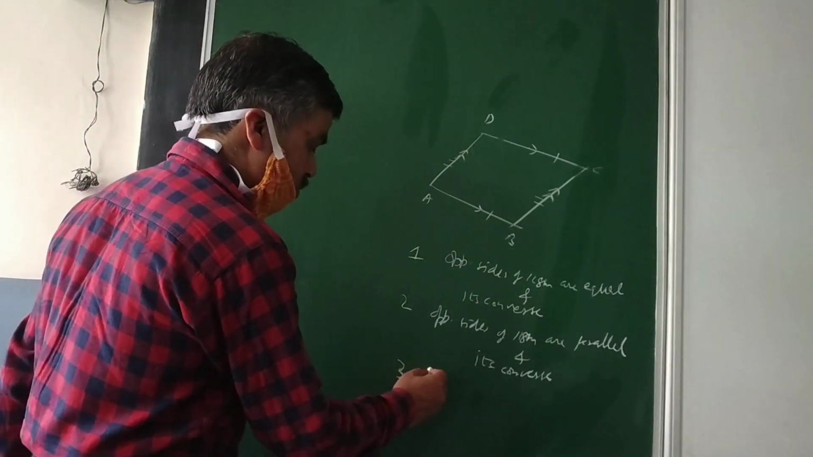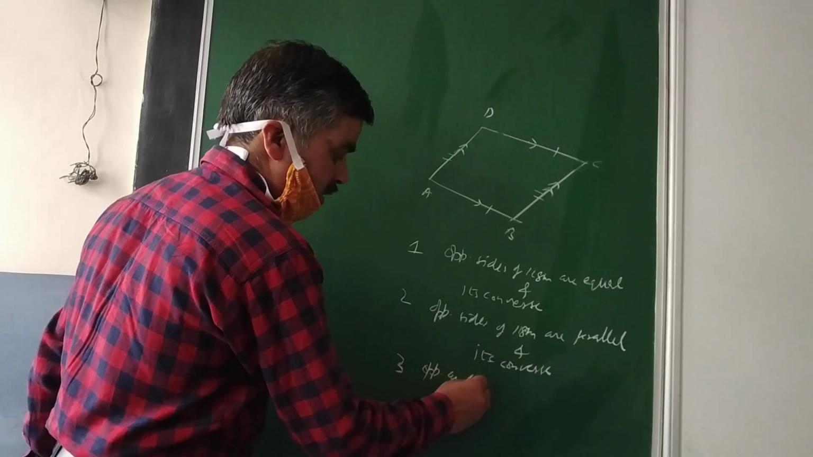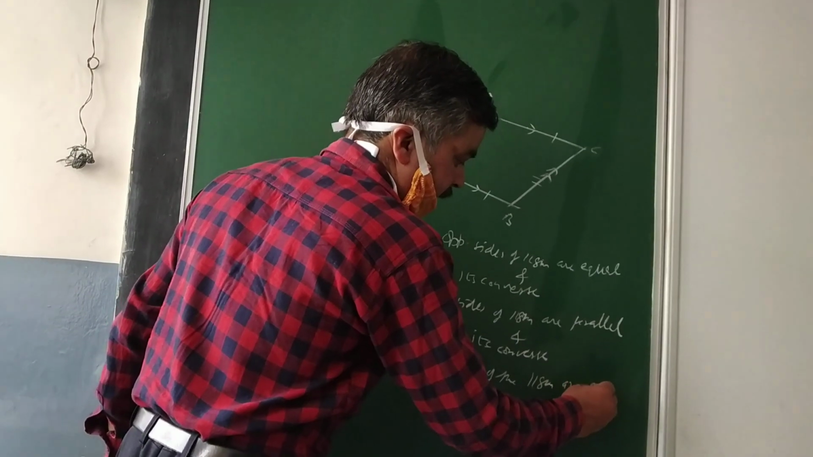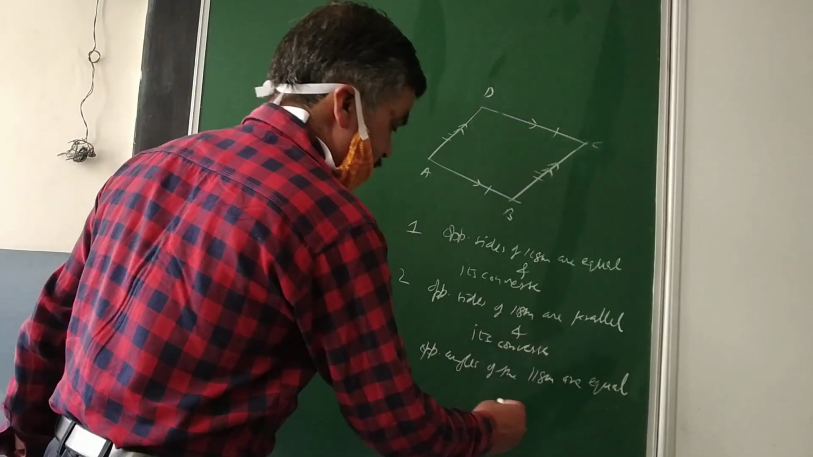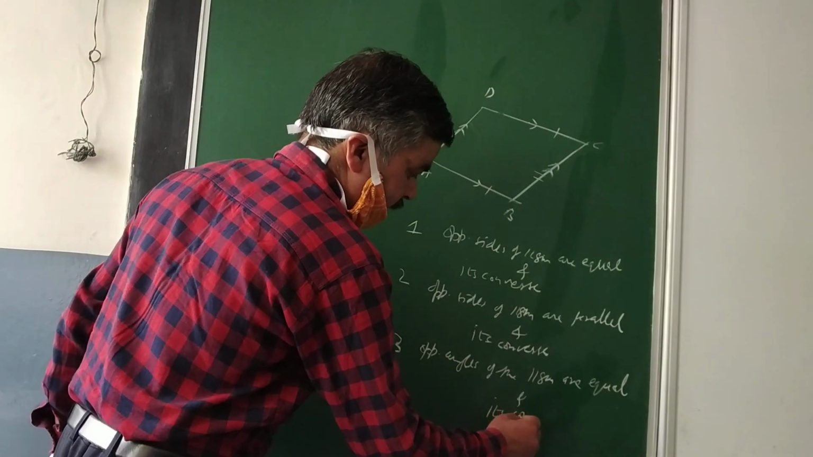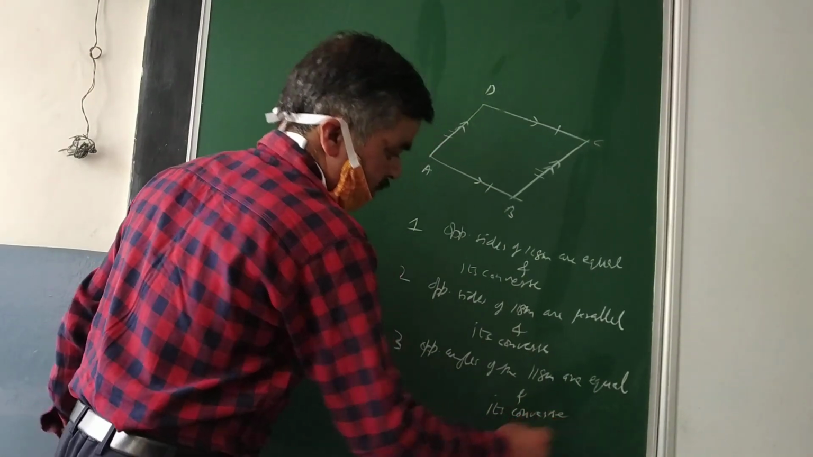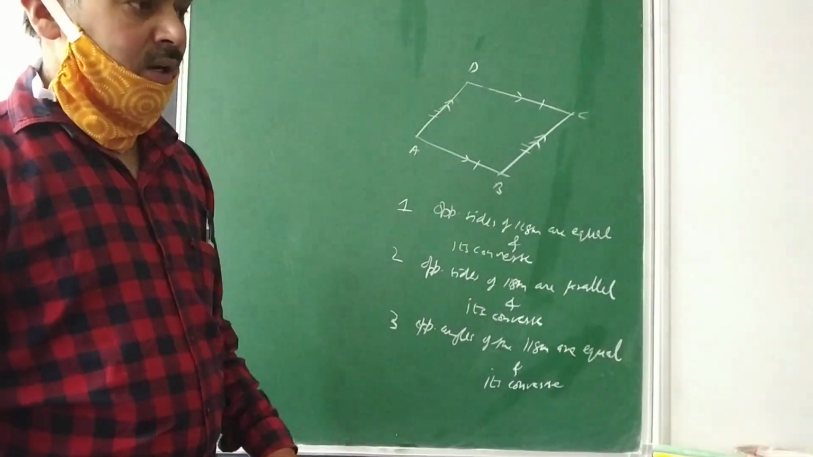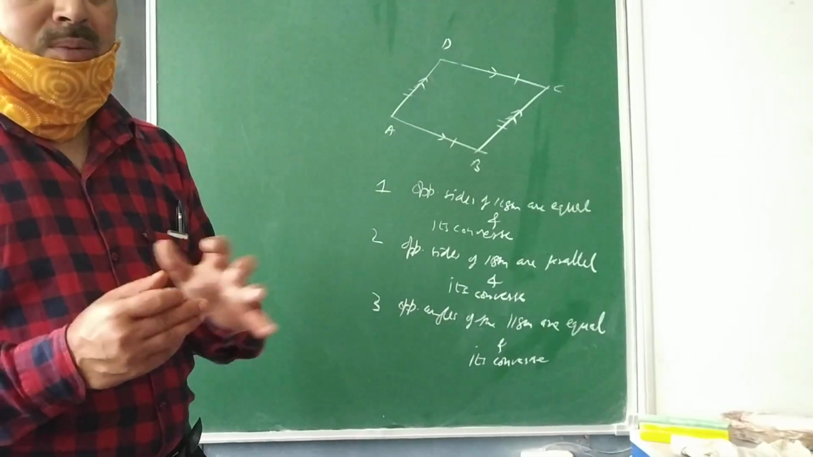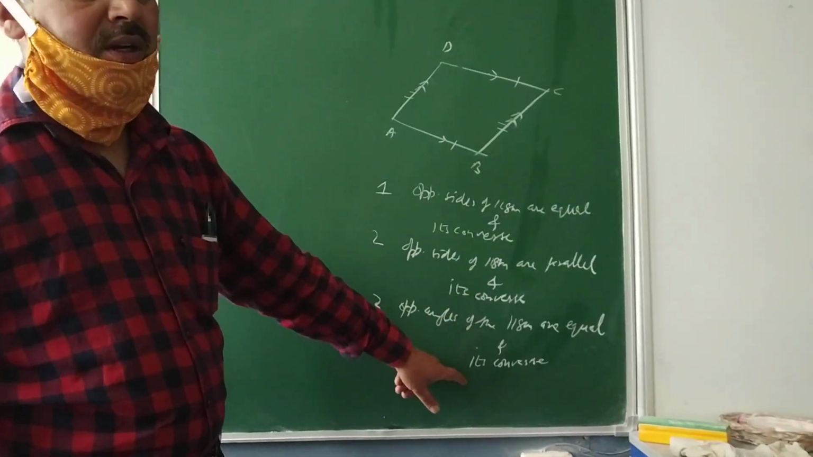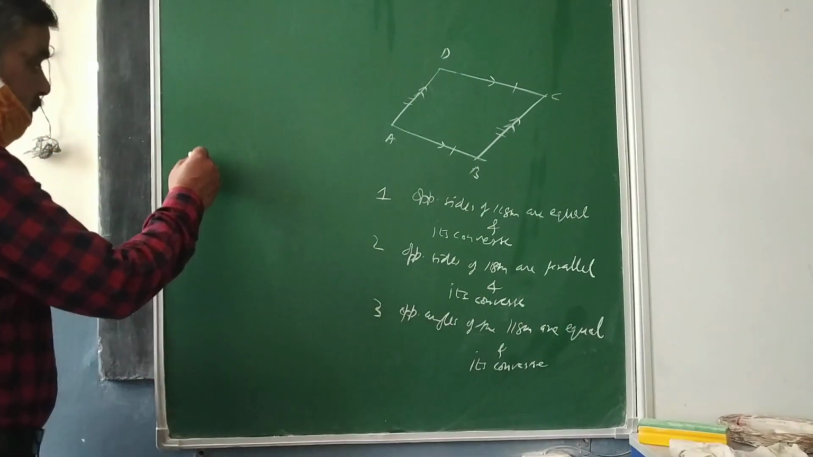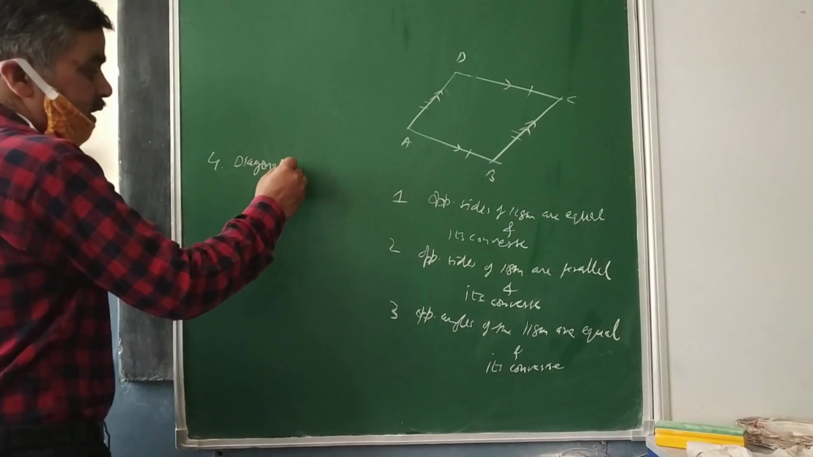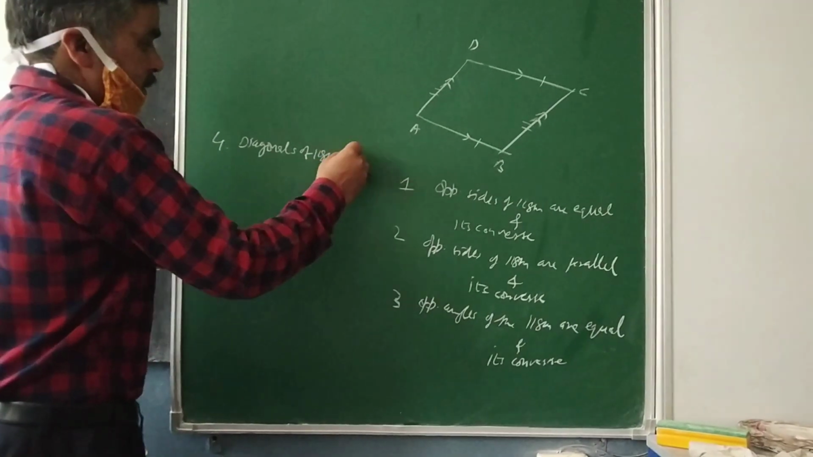Then third property, opposite angles of the parallelogram are equal, and its converse. So in a parallelogram, the opposite angles are equal. But in any quadrilateral, if you have proved the opposite angles are equal, then you can call that quadrilateral a parallelogram. Then fourth property, you did that diagonals of a parallelogram bisect each other.